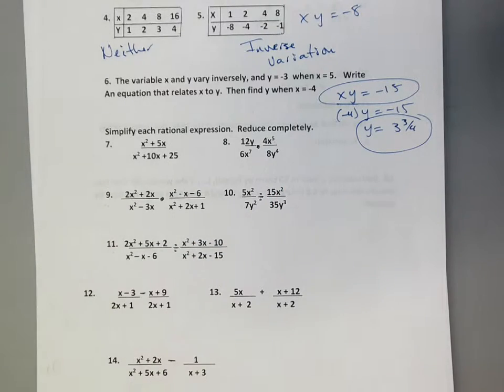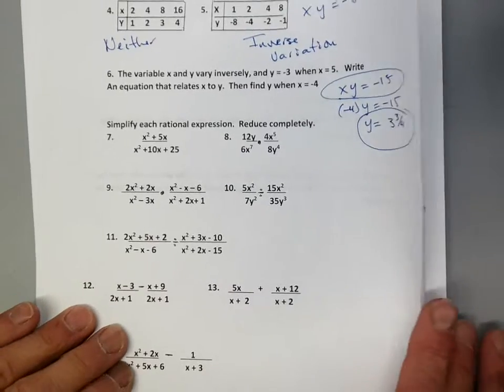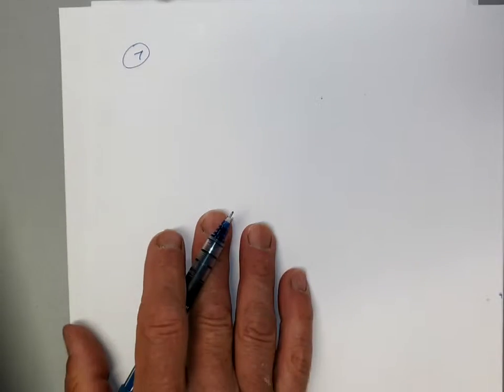Thumbs up? Okay, now on the next ones, I'm probably going to need to put them on a separate sheet of paper, okay? So let's take a look at 7. And if you can't see the screen, let me know, okay?